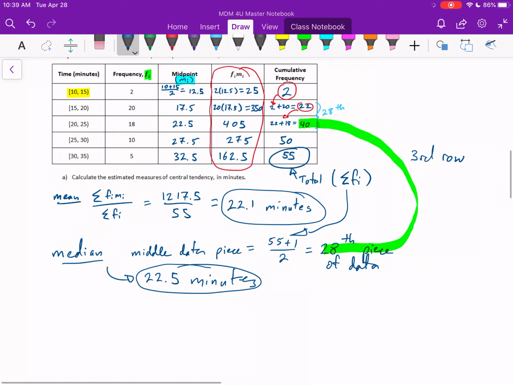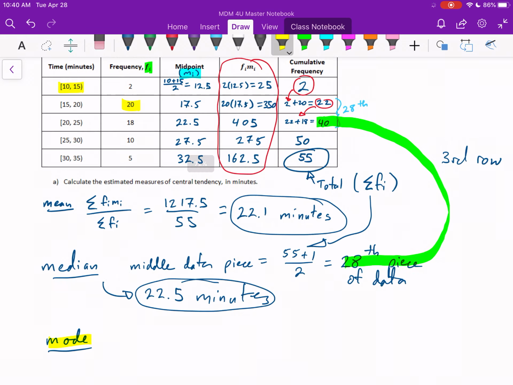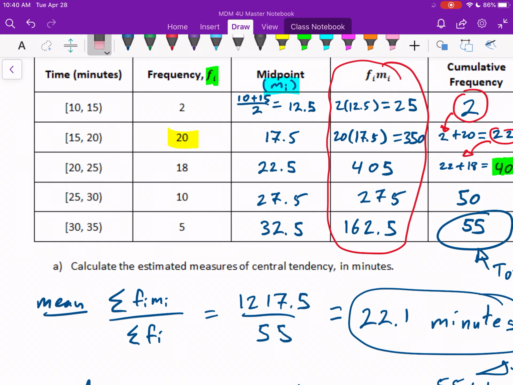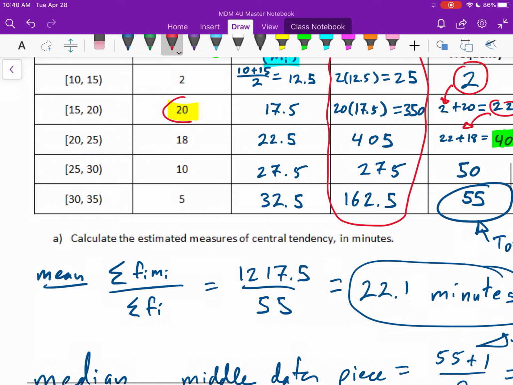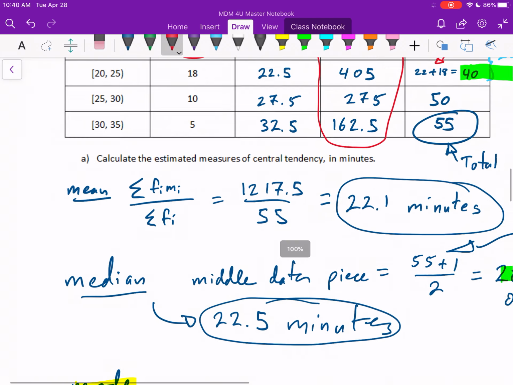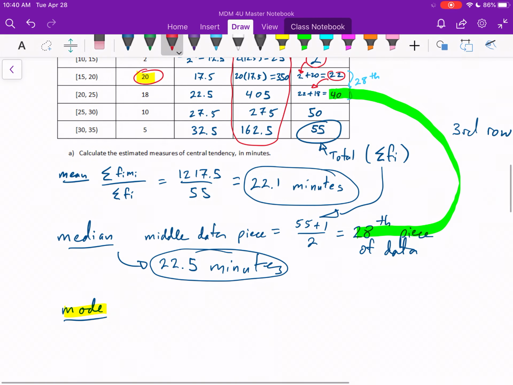Mode is the easiest of all when you've got group data. Just look for the one with the highest frequency. Well, the highest frequency occurs here, that 20 I just highlighted. It's obviously higher than 2, 18, 10, and 5. That means this interval has got the greatest number in it. So the mode is that row, and then I take the midpoint of that row, it's 17.5.